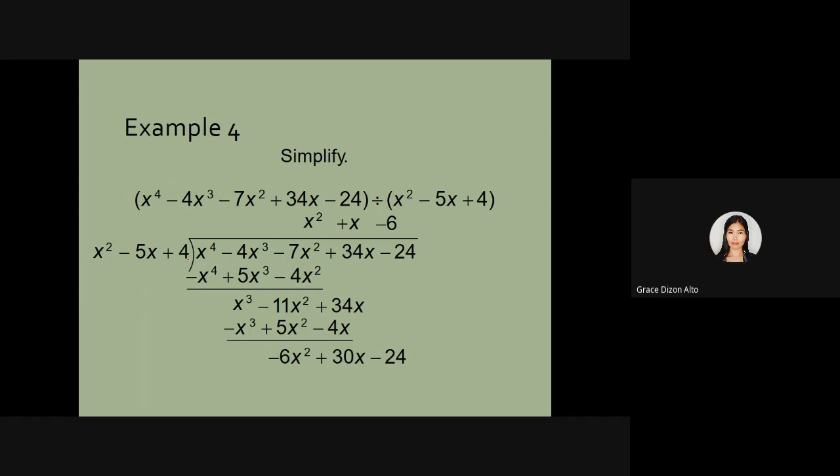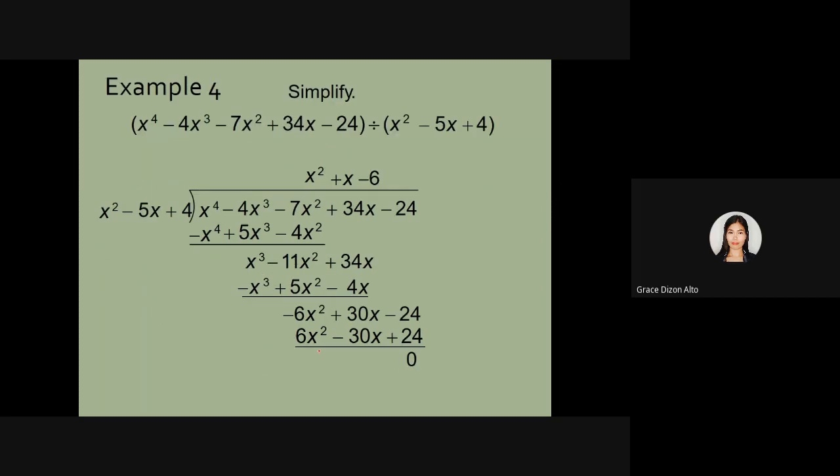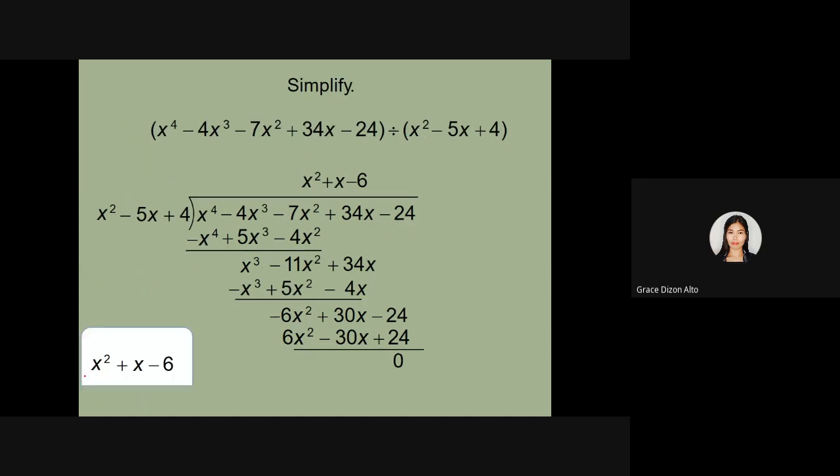So we will be changing those signs. So we got positive 6x squared, negative 30x plus 24. So combining those terms, we get 0. Therefore, the quotient of x to the fourth minus 4x cubed minus 7x squared plus 34x minus 24 divided by x squared minus 5x plus 4 is x squared plus x minus 6, which is the terms on this part. So we have 0 here, so that means we don't have any remainder.